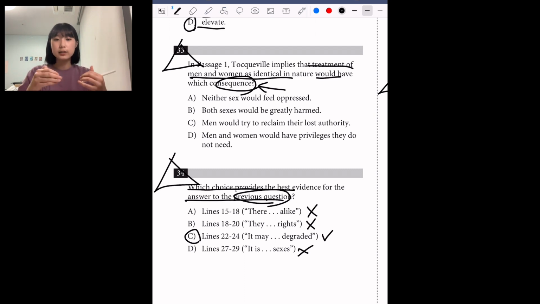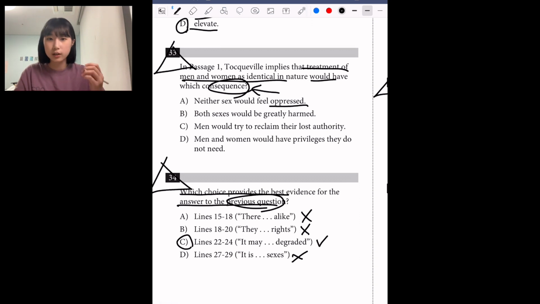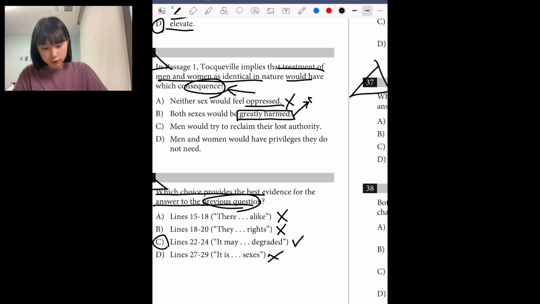Being treated as if they are not of the prestige, I guess. They're not of the level that they are at. And in 33, if we're looking for such connotations, A, neither sex would feel oppressed. This is actually has a positive connotation, so it is not what we're looking for. B, both sexes would be greatly harmed. Here, greatly harmed is a good substitute for degraded, so we're definitely going to keep that.